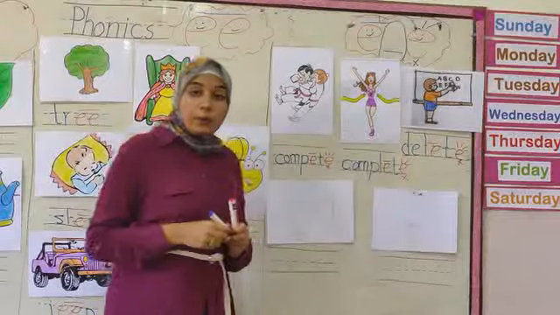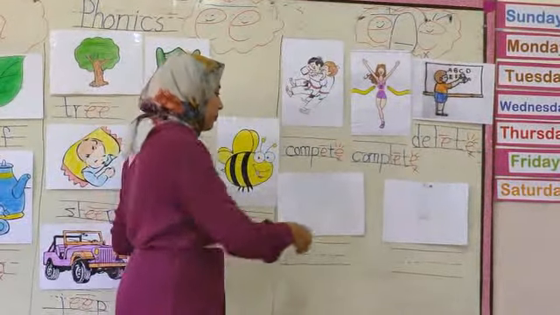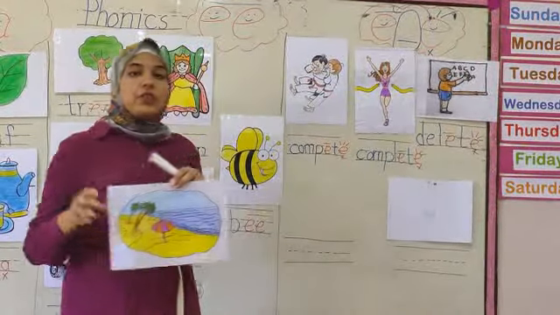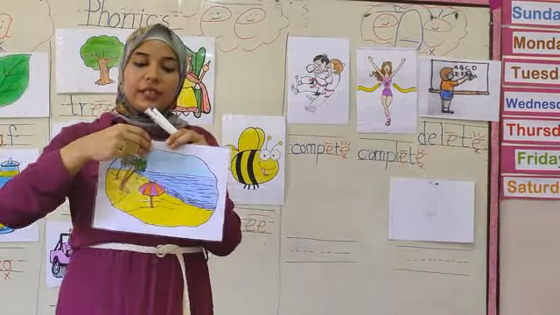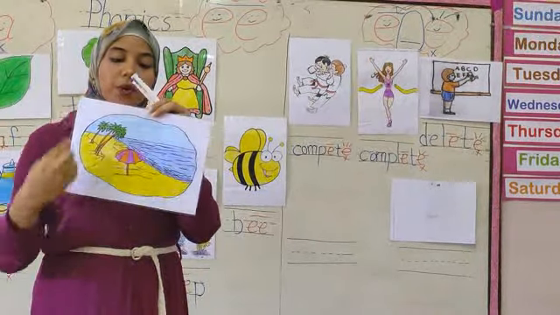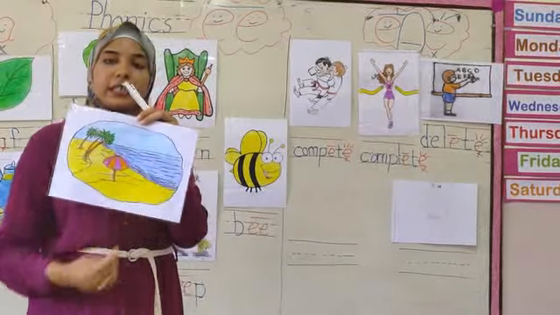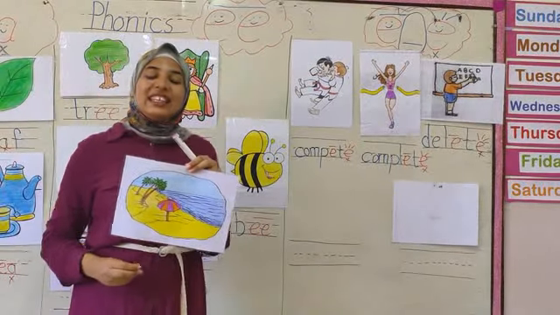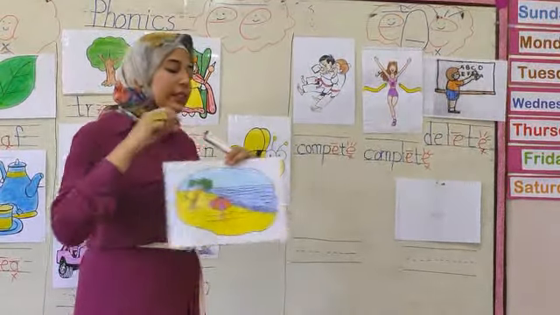It's a view or a picture of a place. Do you know what that is? A view, a picture of a place. This is a place. So what is that? Scene, scene, scene.